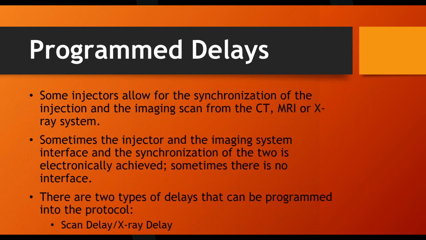An inject delay is just that. We're going to shoot both of the systems, the imaging system and the injector system, and they're going to typically shoot at the same time. But sometimes we want the X-ray system to start doing its thing before we actually start injecting fluid into the patient. That is when we would install an inject delay.